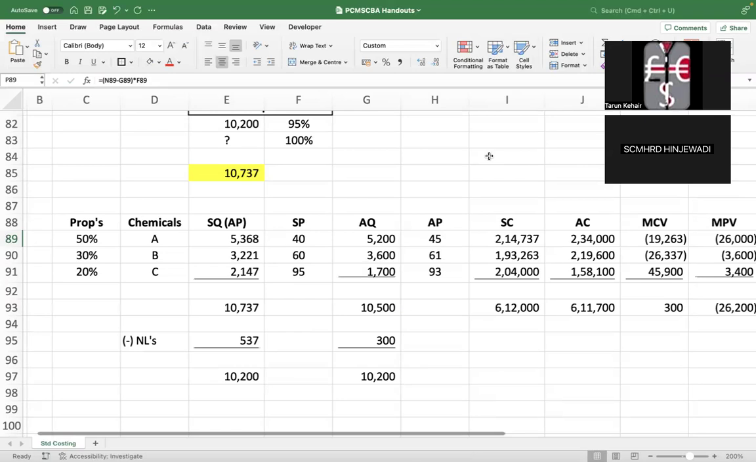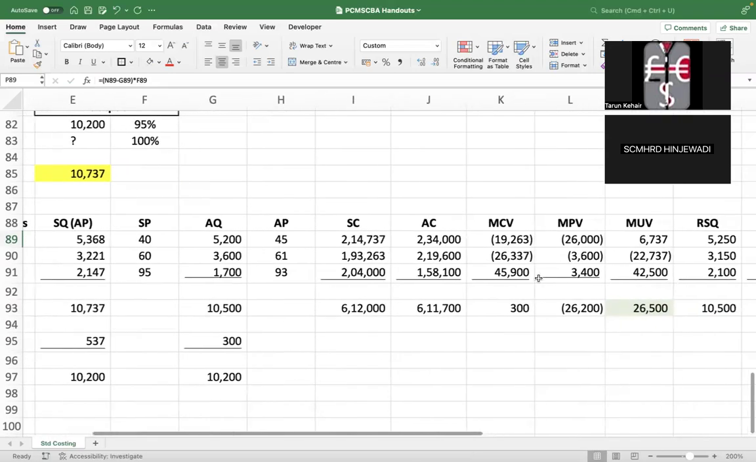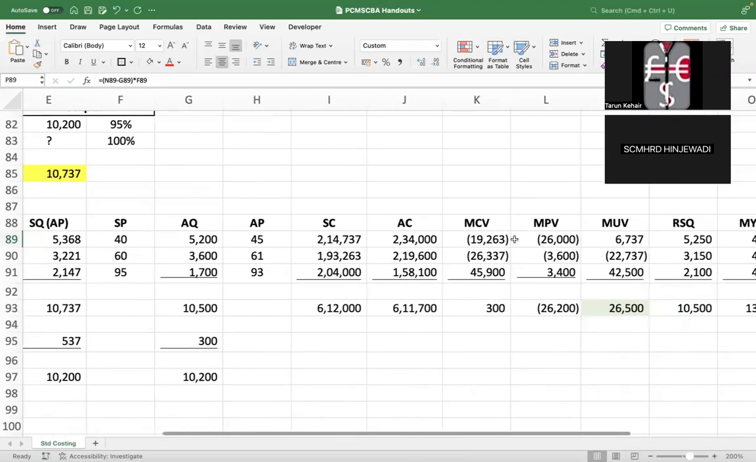Now, in this case, mostly everything is okay except your price. So the only action item that will come is probably to renegotiate the chemical prices for A and I think only A, if I'm not wrong. Yeah, A and B. Everything else seems okay.